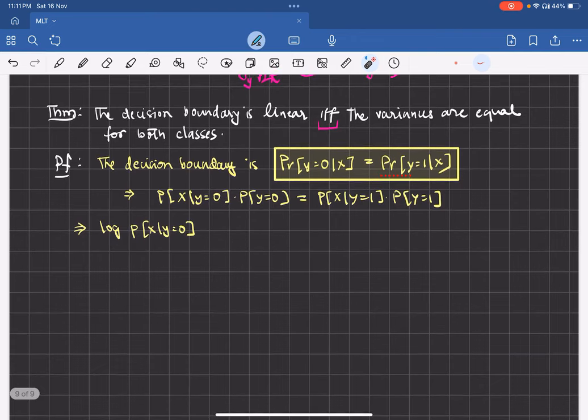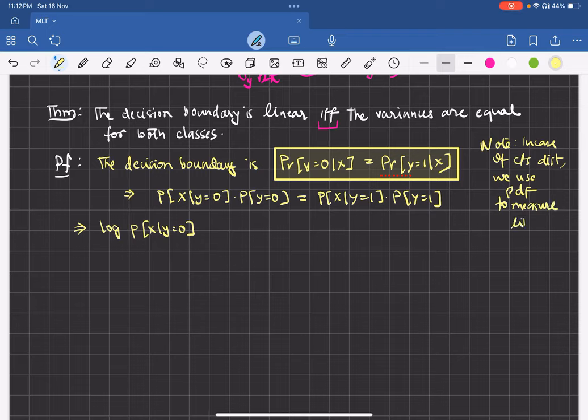Okay, fine. So we use the logarithm because what we want to maximize in continuous distribution is the likelihood, right? Essentially, we want to find which data point has more likelihood. Okay, so let me make a note here. Note: in case of continuous distributions, we use PDF to measure likelihood. Okay, so this is as a note. Now let's continue with the proof.